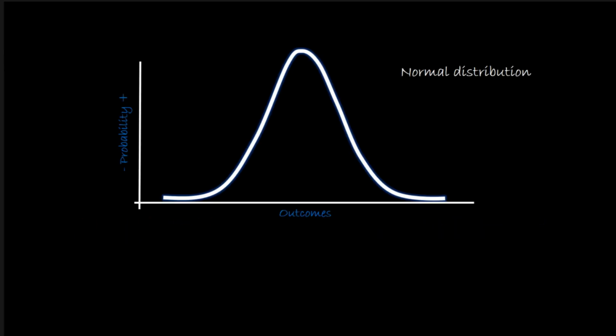So how does PERT work? First, we have to touch on the concept of a normal distribution. If you're unfamiliar with it, you just need to know that it can be visualized as the chart on the screen. The x-axis represents all the possible outcomes of a given event.